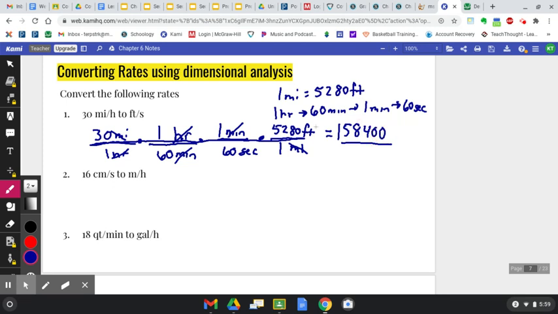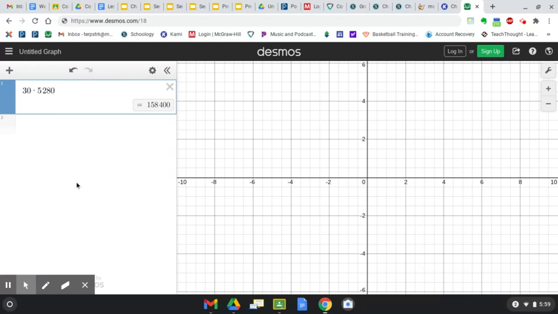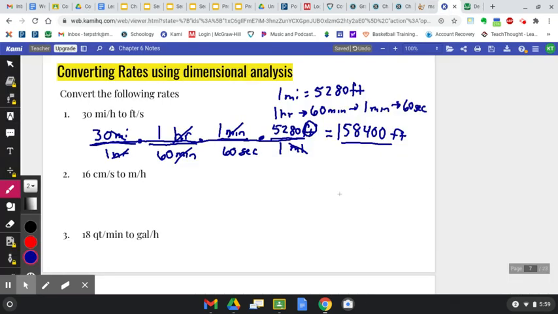And notice my unit that's left is feet. And then on the bottom, it'd be 1 times 60 times 60 times 1. So 60 times 60, and that's 3,600. And notice the only units left down there is seconds. So I can divide those two numbers out.